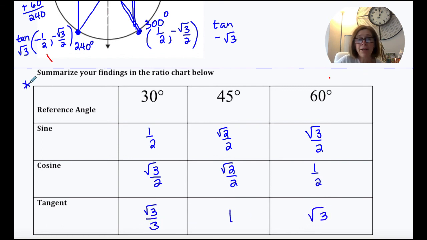Be prepared. I might quiz you on these. I do love to give pop quizzes so we get these, because these are going to be important. They are like our algebra math facts. We have to know them. Make index cards. Get them into your brain.